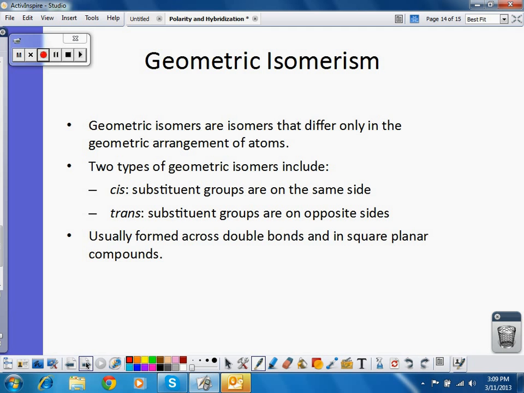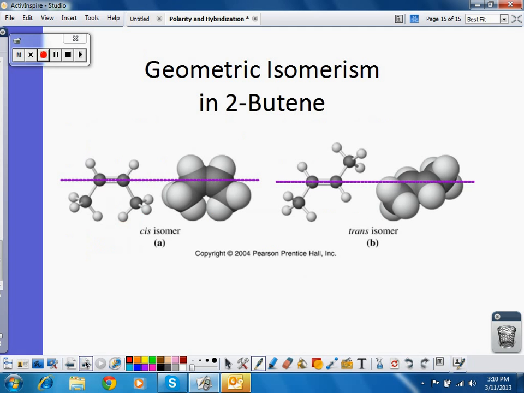So there are 2 types of geometric isomers. One's called cis and one's called trans, which I have a picture of here in a second. Typically, where you're going to see them is when you come across double bonds in carbon compounds. That's when you're going to see them. Square planar, yes, it can do that, but we don't really worry about the square planar thing because it does not happen that often. So what do cis and trans look like?